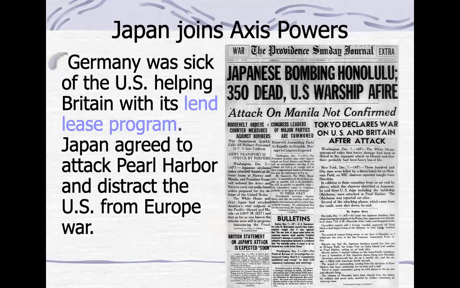So Japan joins the Axis powers. This takes it back a little bit to why Japan joined Germany and Italy. Germany was sick of the U.S. helping Britain with its Lend-Lease program. Japan agreed to attack Pearl Harbor and distract the U.S. from the Europe war. So basically, Japan's leader talked to Hitler, and Hitler was like, if you could do something so that the U.S. would be more distracted with you, so we'd have an easier time fighting off the Brits, that would be great. So what does Japan do? They drop bombs and do the Pearl Harbor bombing.